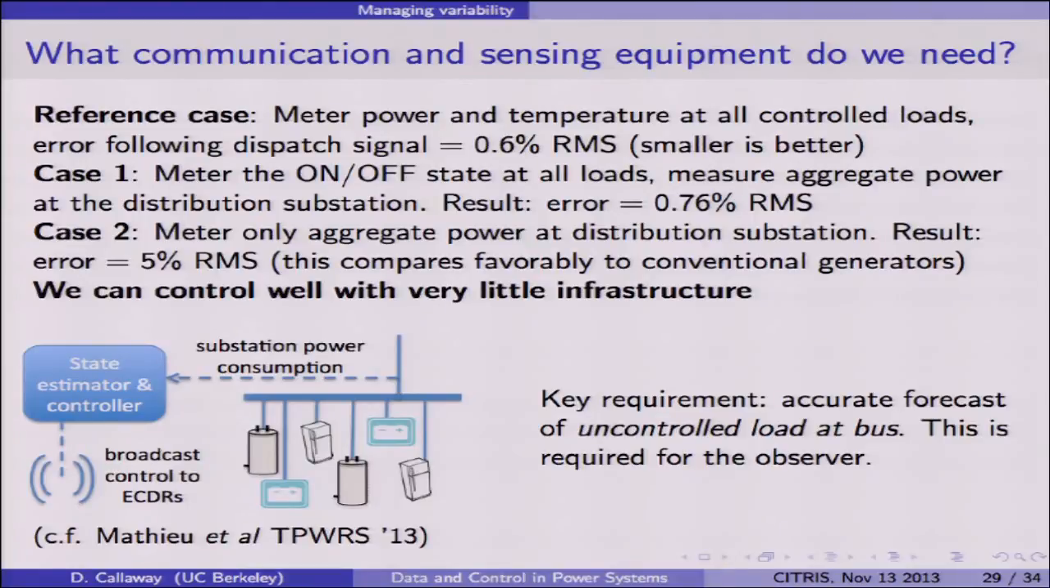So that's quite good. Let me jump ahead to this extreme case 2, where we meter only the aggregate power at the distribution substation, and we infer states using a Kalman filter. In that case, we get 5% RMS error. And this is something that's at least comparable to how typical generators perform. So it looks like maybe a lot of RMS error, but from what we can tell, it's comparable with industry practice.